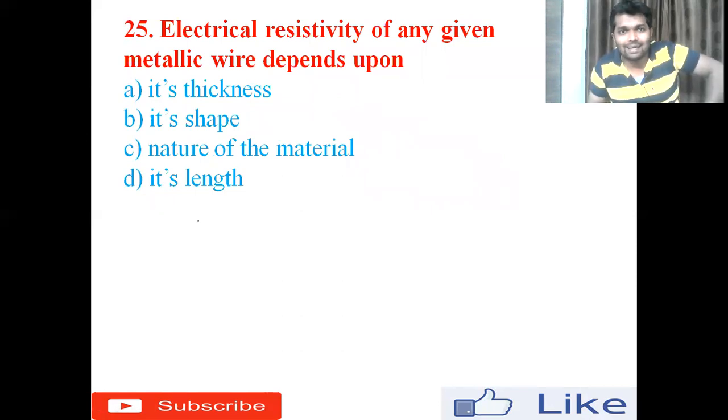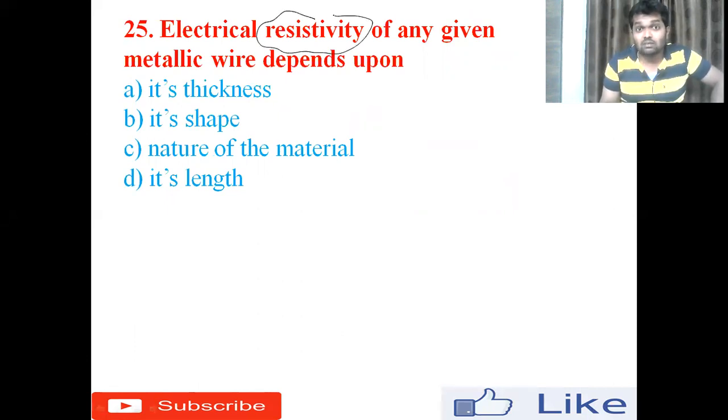25th one, electrical resistivity of any given metallic wire depends on. Option A, its thickness, option B, its shape, option C, nature of the material, option D, its length, right? First, we'll see what resistivity is. Resistivity is the property or characteristic of any given material.